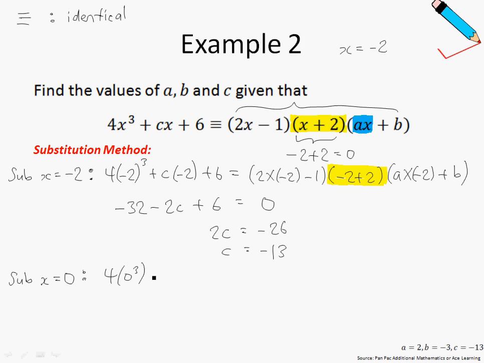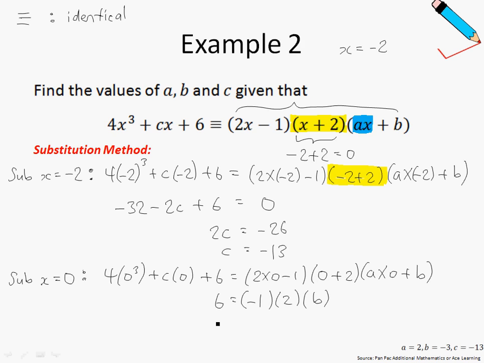So let us try substituting x equals 0. We have 4 times 0 cubed plus c times 0 plus 6 equals (2 times 0 minus 1) times (0 plus 2) times (a times 0 plus b). Simplifying the left hand side, we have 6. Simplifying the right hand side, we have -1 times 2 times b, and therefore -2b is 6 and b is just -3. Let me just write down what we have found so far on the top of the screen. So far we have found that c is -13 and b is -3.